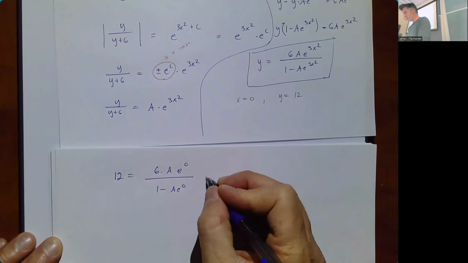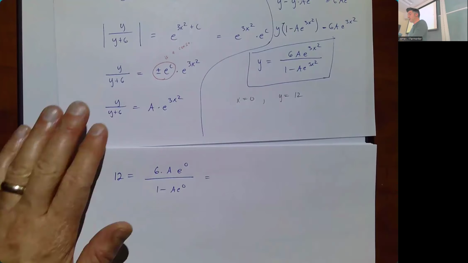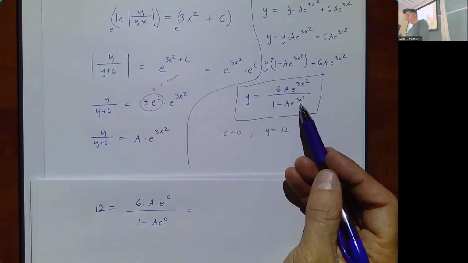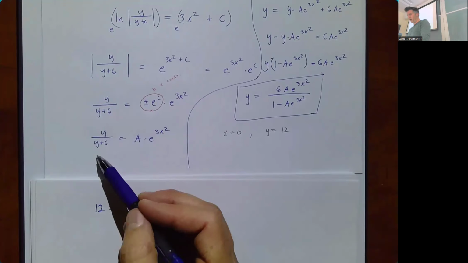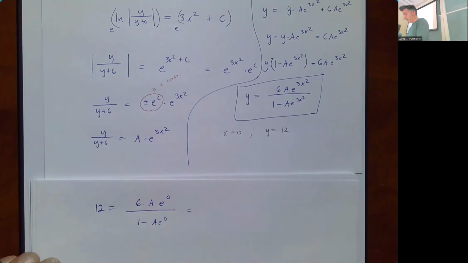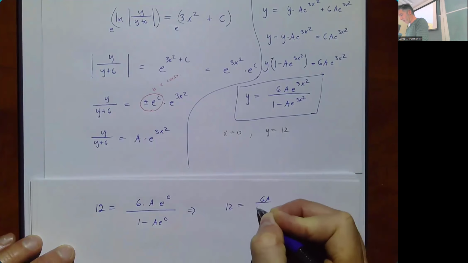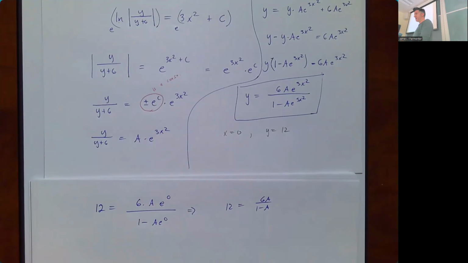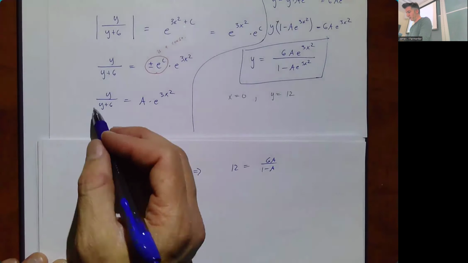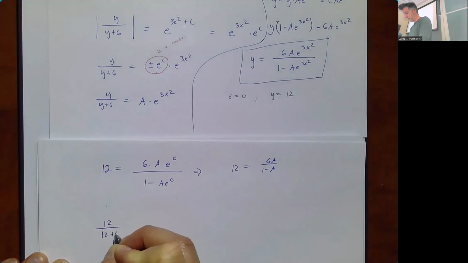0. So again, here's a time where it might have made sense to not plug it in right here. It might have made way more sense to look right here and be like, oh, if I plugged in y and x there, it's going to be a lot easier to solve for a. So I could do it this way and say 12 equals 6a over 1 minus a. But instead, I could be smarter about it and be like, well, if I just start right there instead, I'm going to have y equal to 12. So 12 over 12 plus 6 equals a times e to the 0. Well, that's a lot nicer.